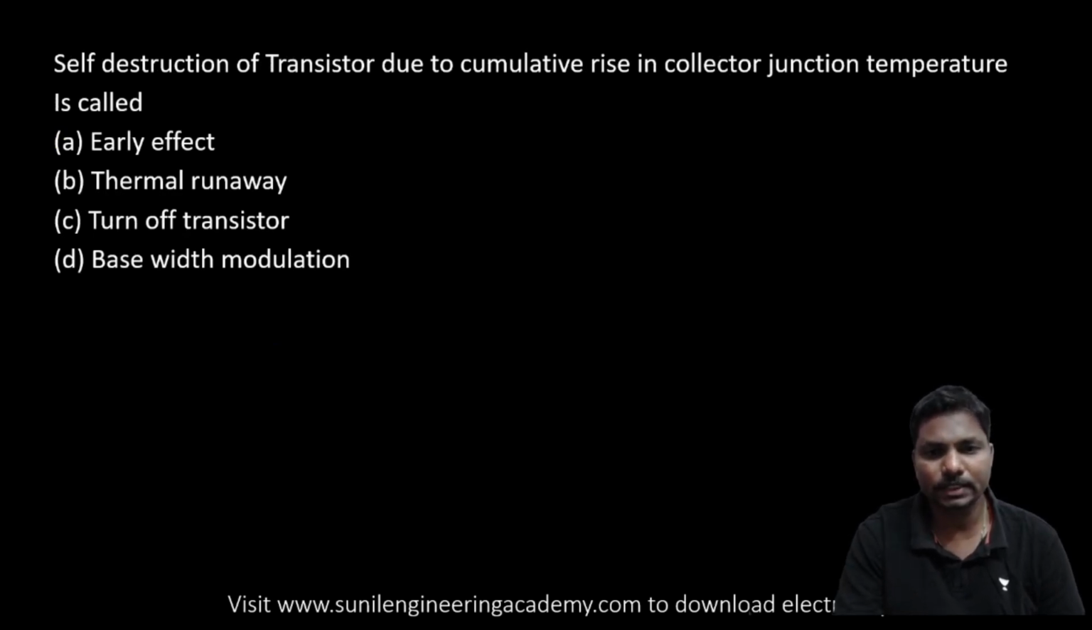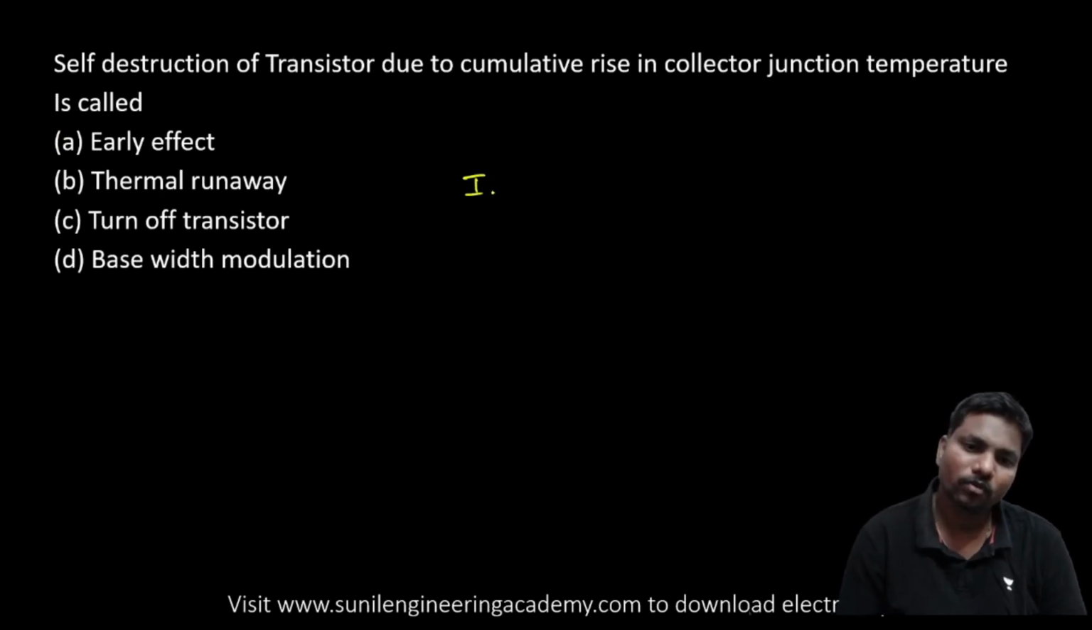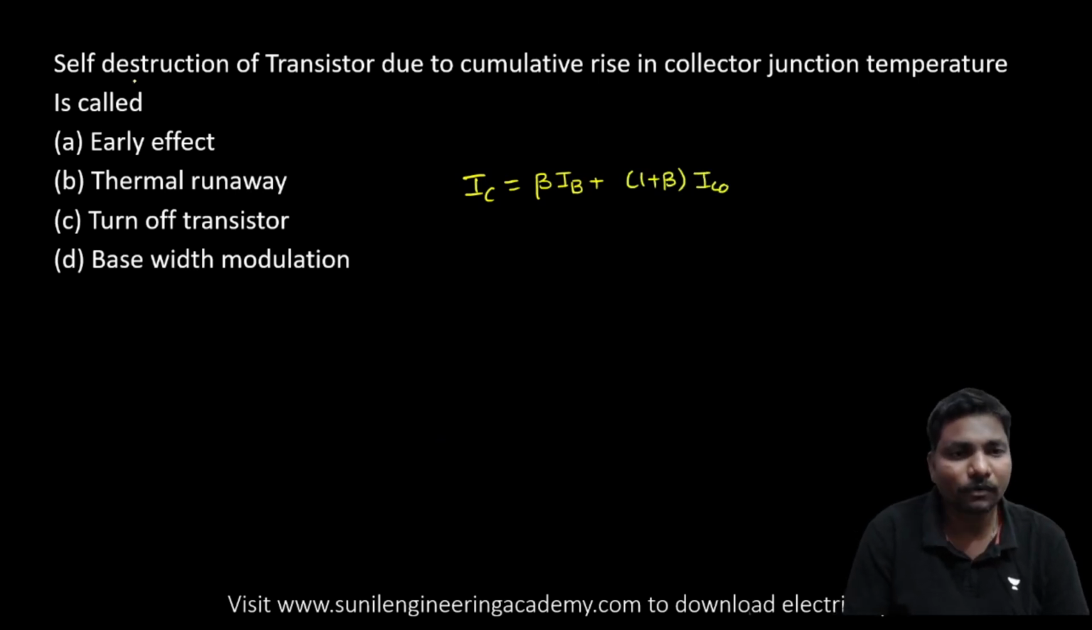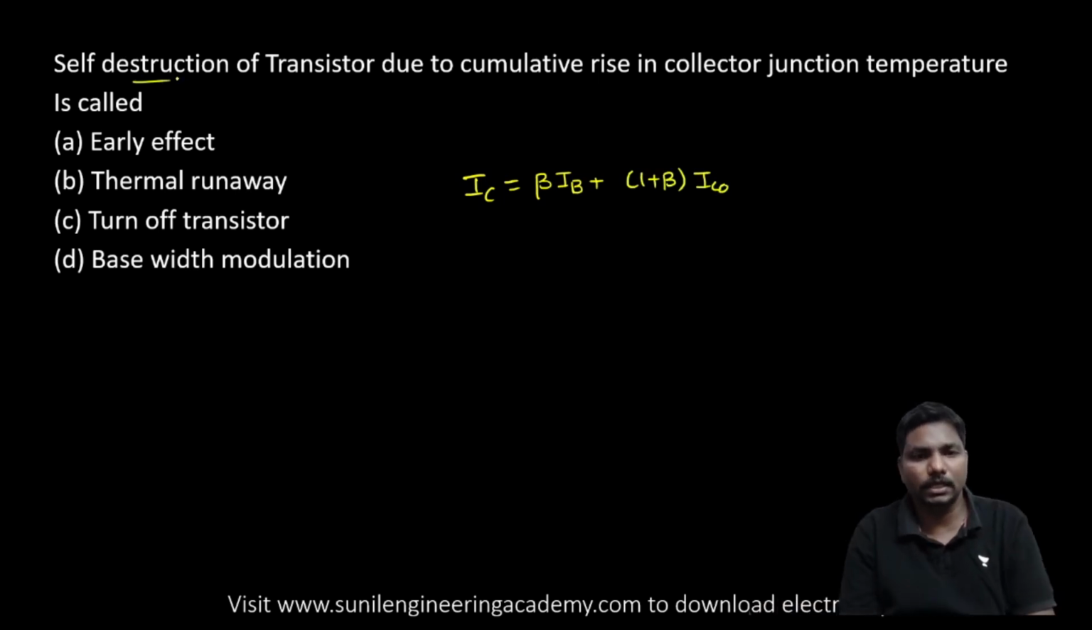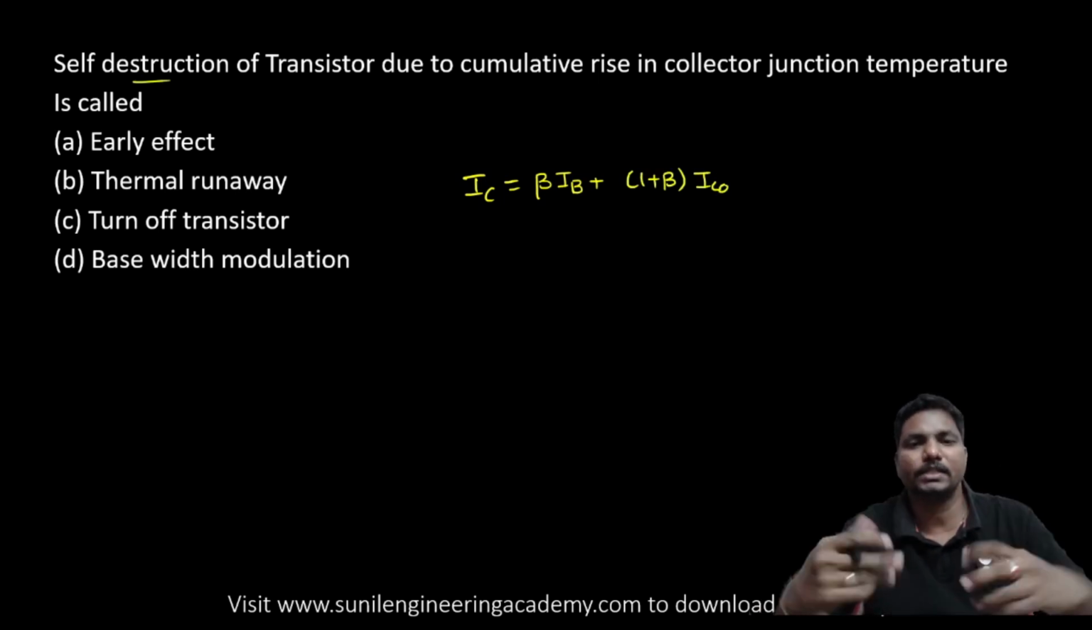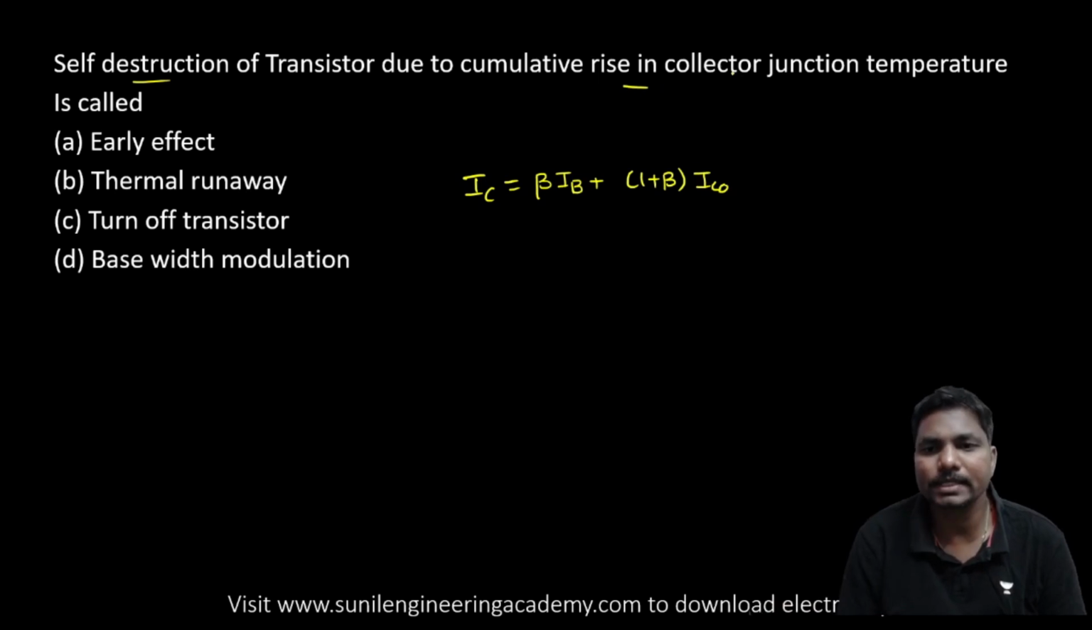Self-destruction of transistor due to cumulative rise in collector junction temperature is called as dash. Let us take one formula: IC is equal to beta into IB plus 1 plus beta into IC naught. From this one, we can easily understand, guys. Self-destruction of transistor, that means it destructs by itself by cumulative rise in temperature. This effect is called thermal runaway.